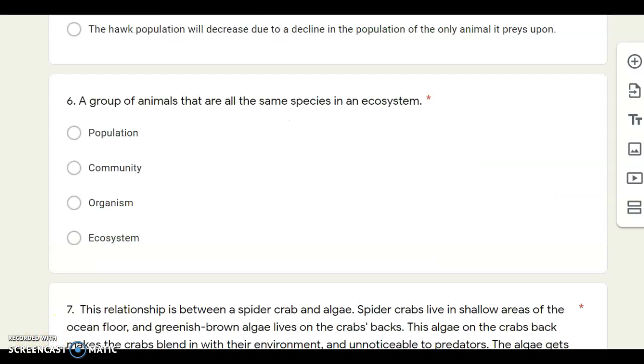Number 6. A group of animals that are all the same species in an ecosystem. Choice 1, population. Choice 2, community. Choice 3, organism. Choice 4, ecosystem.